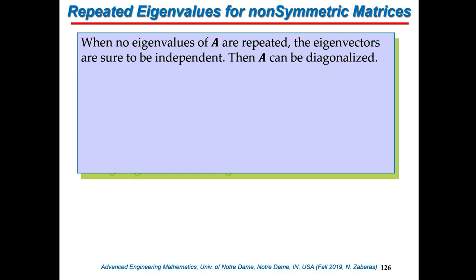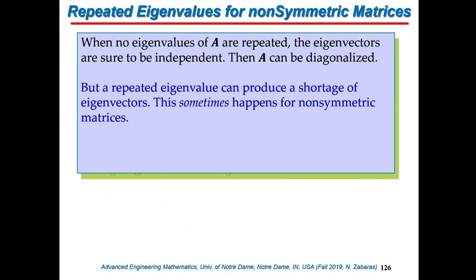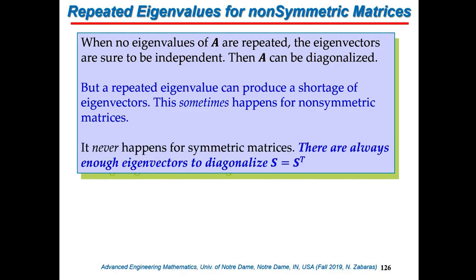We need to bring up this issue because we had an example for non-symmetric matrices where repeated eigenvalues imply a shortage of eigenvectors, which means in that case we could not use the spectral theorem. We could not diagonalize the matrix. So the question is, what is happening with symmetric matrices? And the good news is that even if you have repeated eigenvalues, you will never have an issue with an insufficient number of eigenvectors to diagonalize the matrix. So that is not an issue.